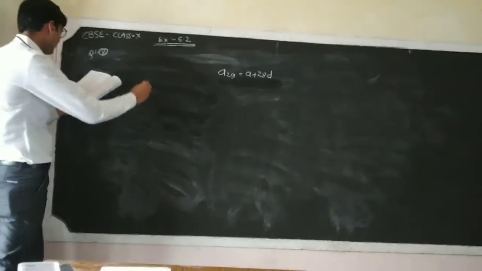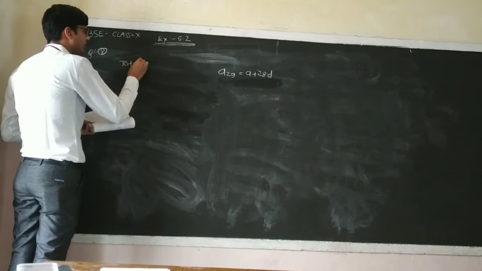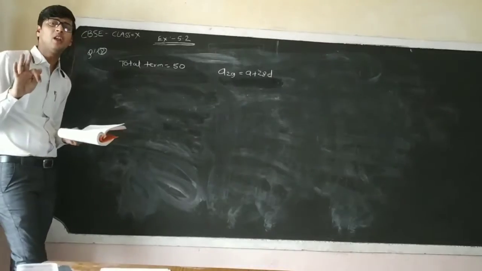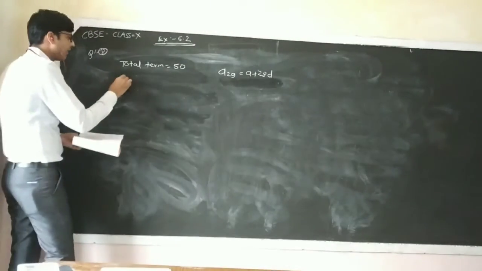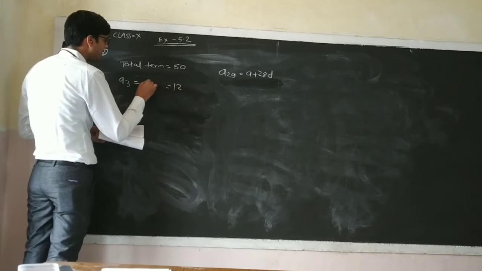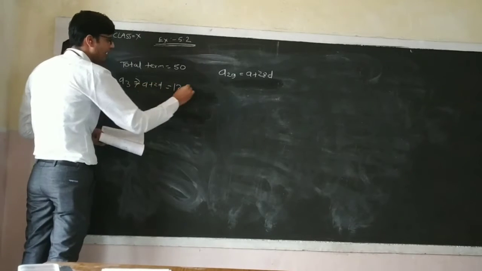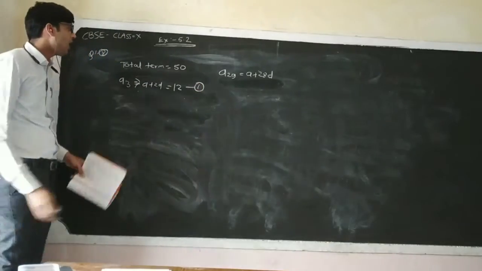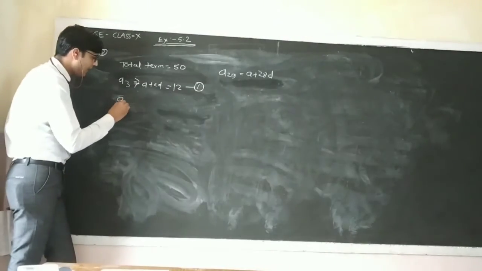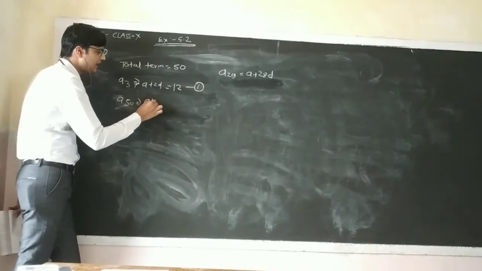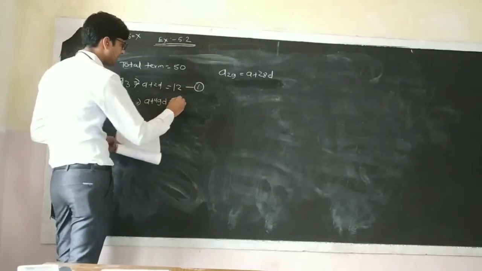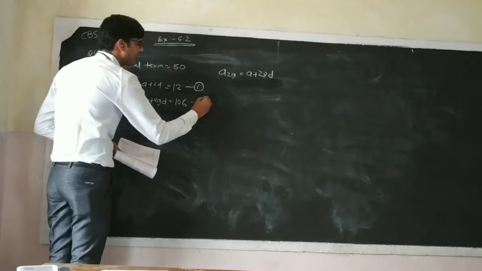The information given is the total number of terms: the AP consists of 50 terms. The third term a3 is 12, so we write a plus 2d equals 12. This is our first equation. The last term is the 50th, so a50 is a plus 49d equals 106. This is our second equation.